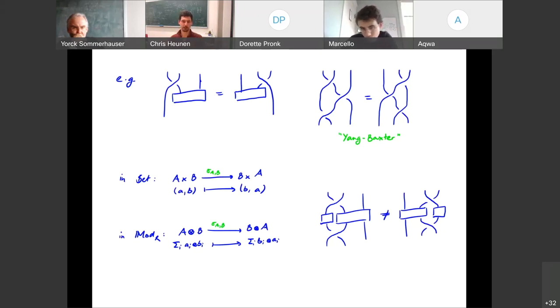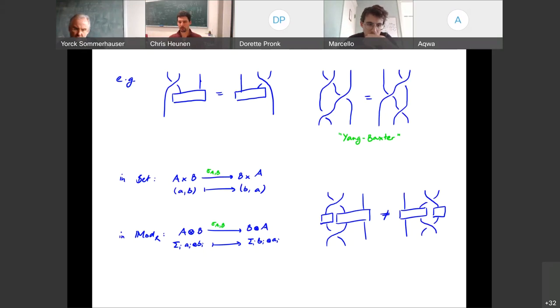So at the end of the day, I have three things, A, C, B in the same order, but the way they're built is visually different. But because I can move this braid over the top of the box, there's a spatial isotopy between these two diagrams. They're literally the same morphism at the end of the day.